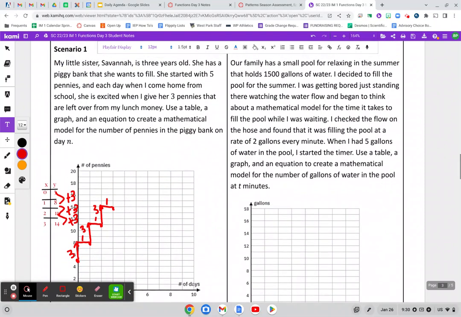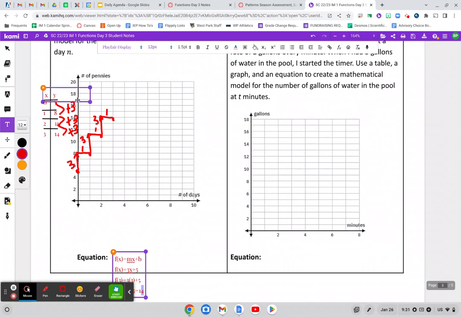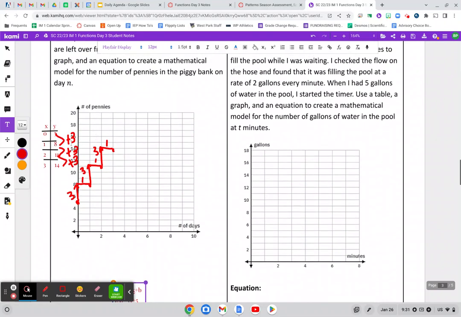Now think about this. Is this going to be continuous or discrete? Can you have 8.5 pennies? No, it's either 8 pennies or 9 pennies. You can't have 8.5 pennies. So this would be a discrete function. Go ahead and give that next one a try as well.